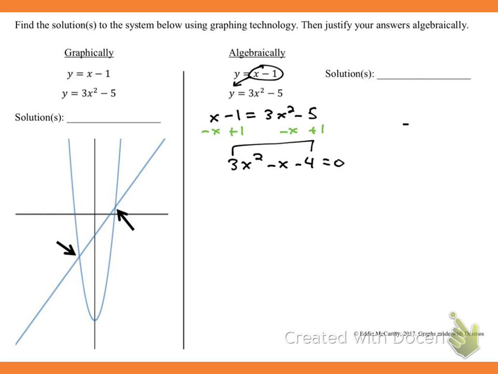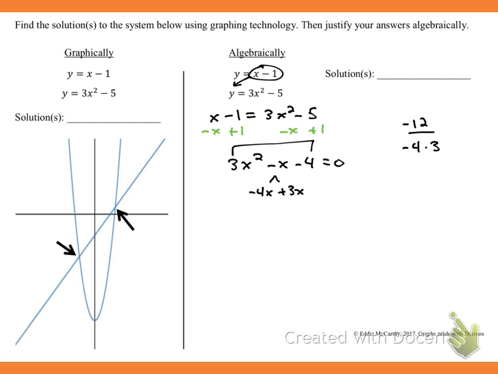A times c gives me negative 12. What are 2 factors of negative 12 that add to give me negative 1? 3 and negative 4. Good. How do you know that so quick? It's kind of easy nowadays. All right, so I split the middle term, negative 4x and 3x.